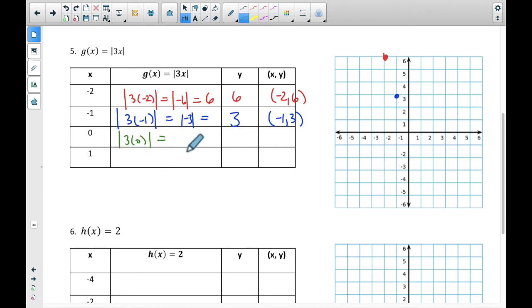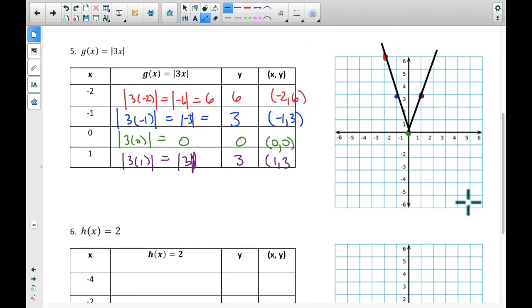Oh good, this one's a 0. That makes my life easier. That's a 0. So 0, 0 is a point. And 1 might be my second favorite because it's just about as easy. It's a 3. Oops, but remember absolute value of 3 is always positive, so it's still 3. And so our point here is 1, 3. Now, you may not be able to see this. I think you probably can. It's going to make a V. It's going to look like this. It makes a V. Absolute values always make a V.